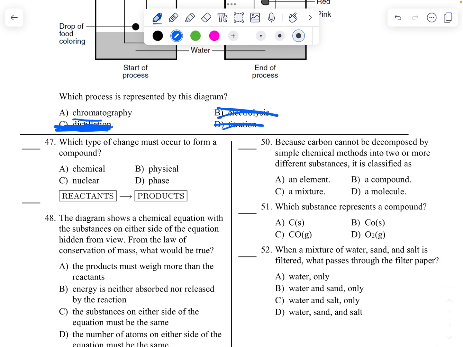Chromatography. Which type of change must occur to form a compound? So we're forming a compound. So it's not going to be a phase change. It would be a chemical change. Nuclear change? No. Physical change? No. So 47 should be A.